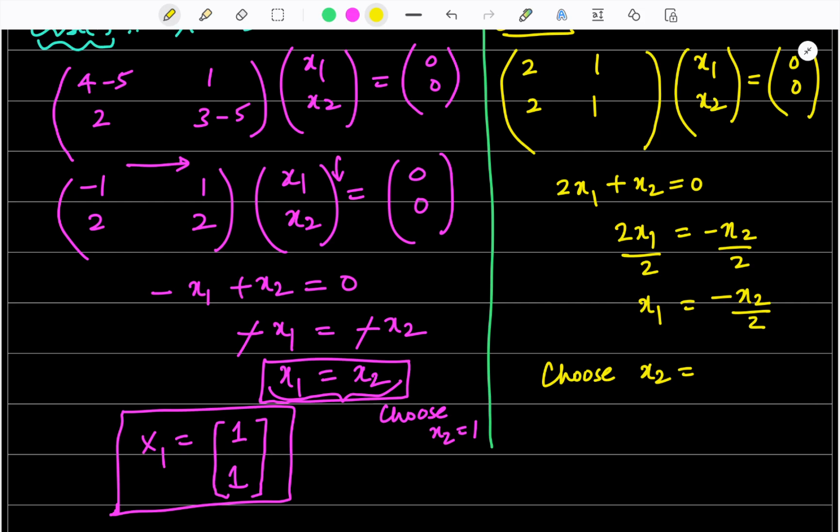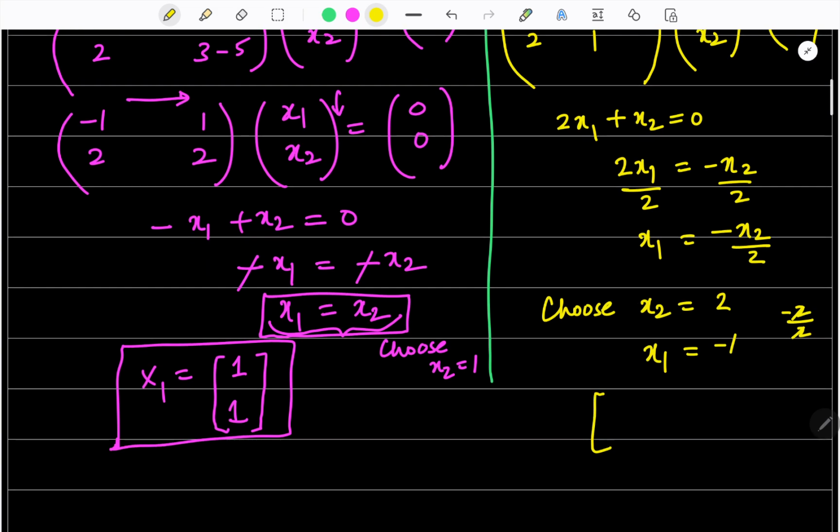Try to avoid careless fractional values. Okay, so suppose I choose x2 is equal to 2, for example. What will be your x1? x1 will be minus 2 divided by 2. The 2 gets cancelled, so you're going to get minus 1, right? So your vector, capital X2, will be: I choose x2 is equal to 2 and I got x1 is equal to minus 1.